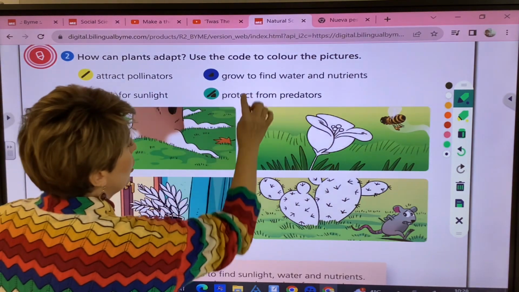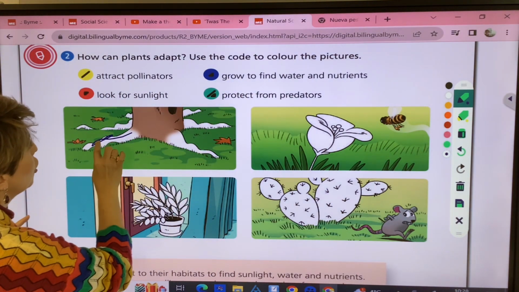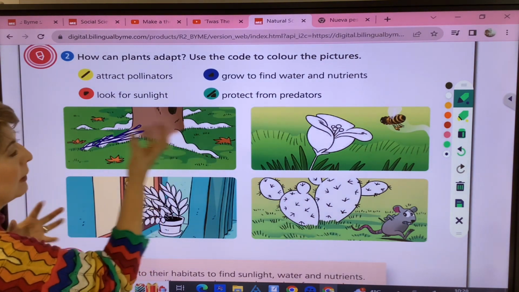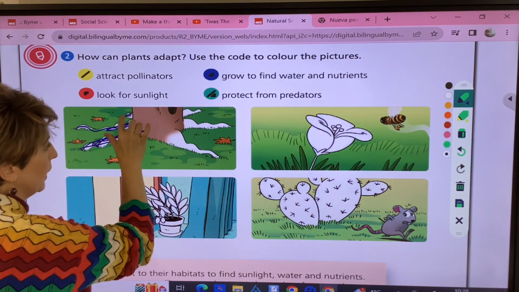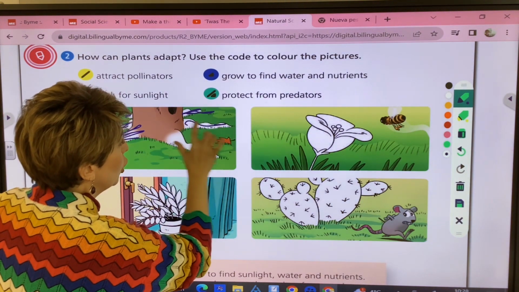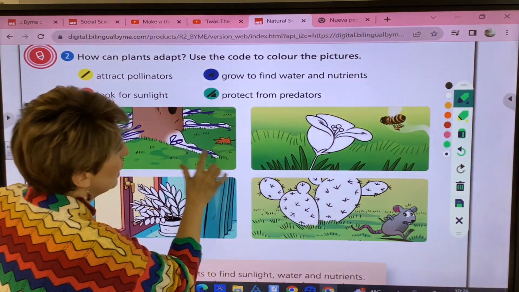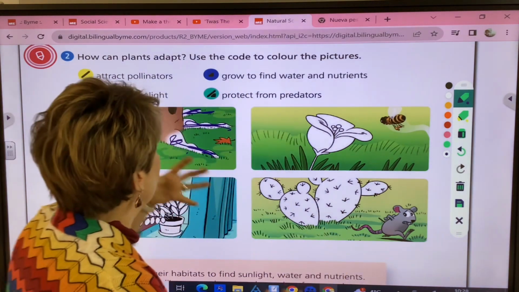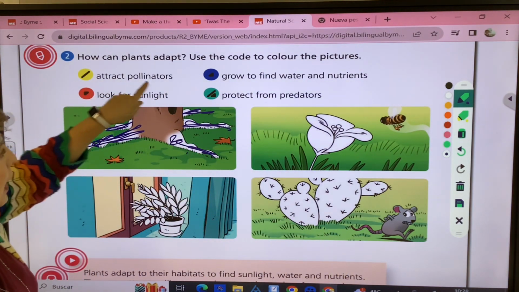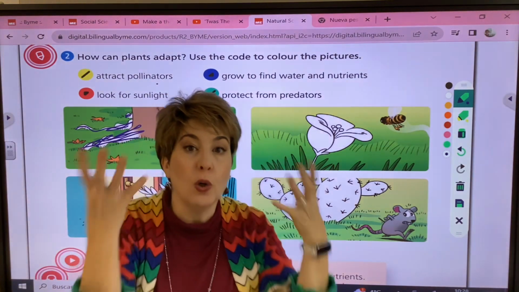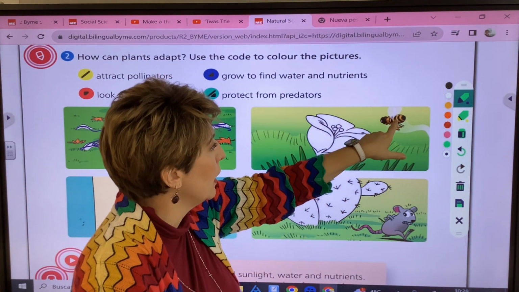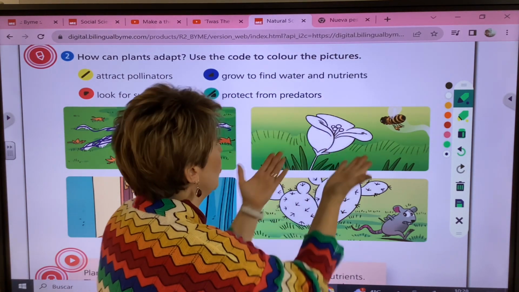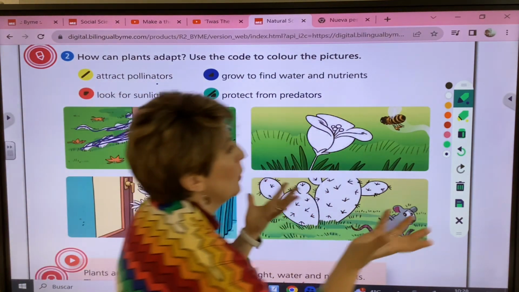This plant is going to grow the roots to absorb water and nutrients. Okay, so the roots are going to grow. Let's go with this one. What's a flower for? Flowers are for attracting pollinators. The colorful flowers attract pollinators. So if the flower is white, it's not going to attract anybody.